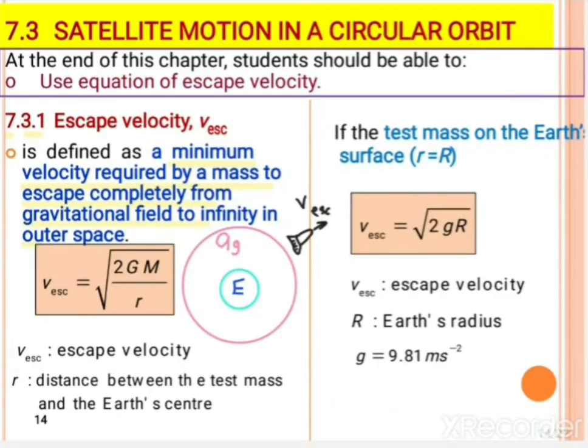Alright? Okay, we go to the last subtopic, 7.3, satellite motion in a circular orbit.